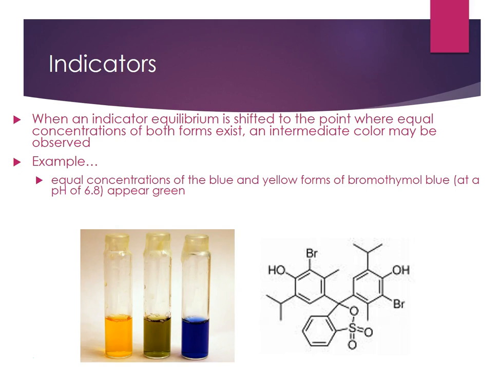When an indicator equilibrium is shifted to the point where equal concentrations of both forms exist, you may observe an intermediate color. Bromothymol blue has a green intermediate color at a pH of 6.8.